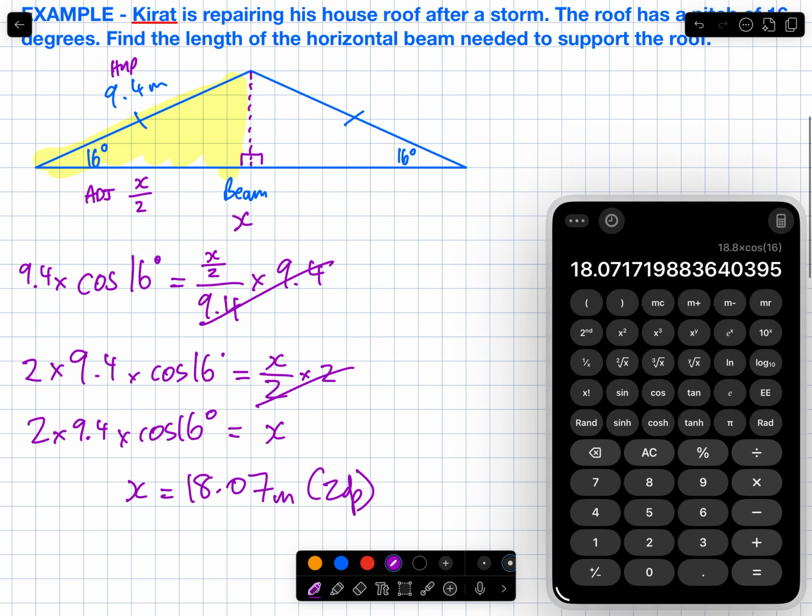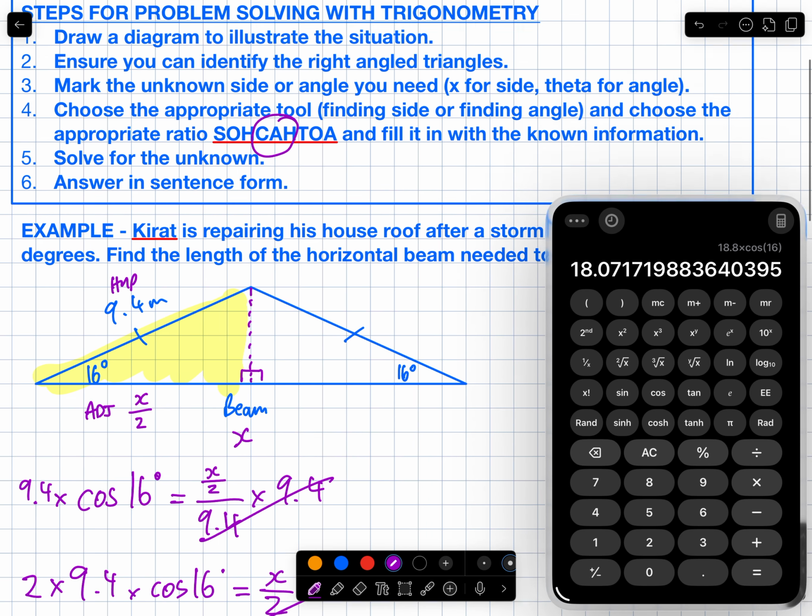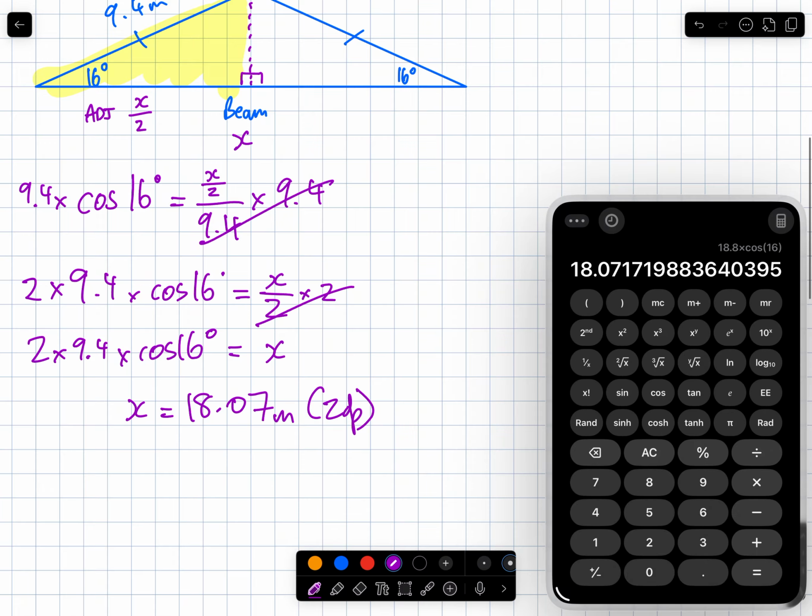So that is an example of problem solving using trigonometry. Hopefully that helps you out. See you in the next video.